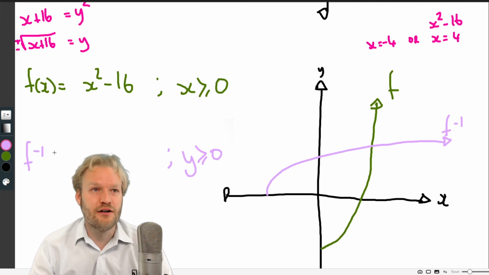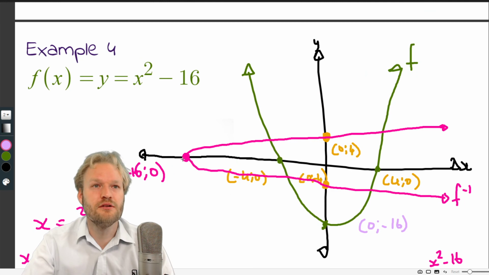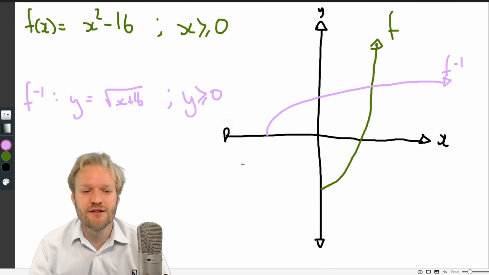We are going to swap x and y as we did before, and we'll get y equals the square root of x plus 16. Did I say x? Was this meant to be in... No, that's right. x plus 16. Okay, but we're only looking at the positive, so therefore we're only looking at the positive square root.